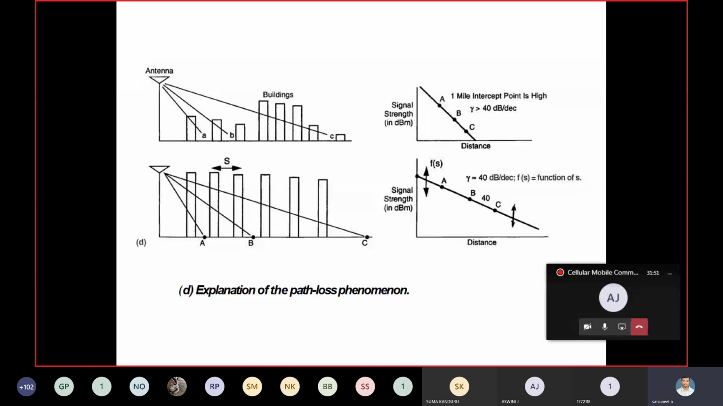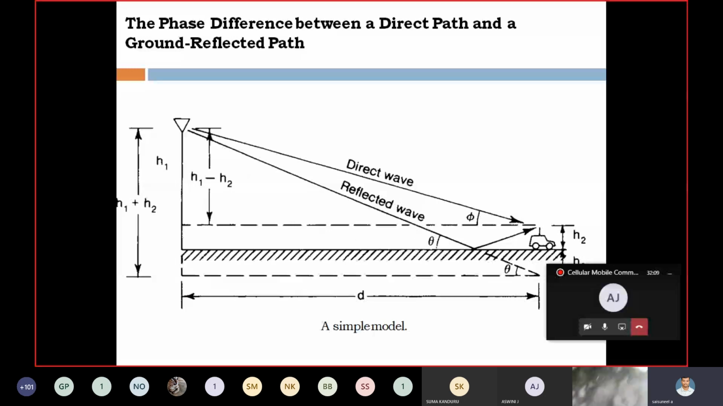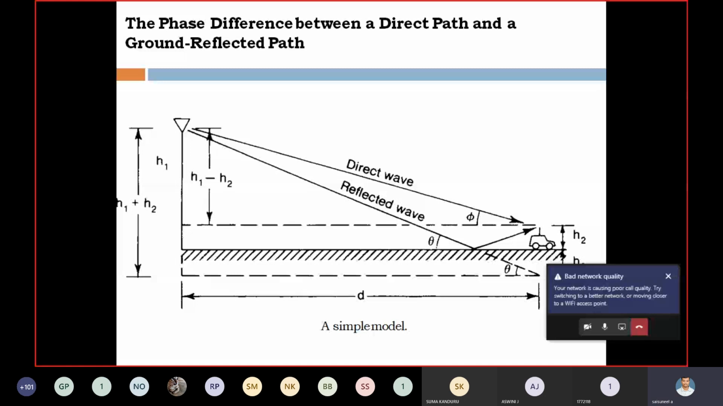Right. Now based upon this, we have to calculate the phase difference between the direct path and the ground reflected path. We discussed yesterday in class what is meant by flat terrain. Now we have to assume flat terrain. Here in this flat terrain, H1 is the height of the base station and H2 is the height of the mobile station. I have to consider two paths. One is the direct path, the second is the ground reflected path.